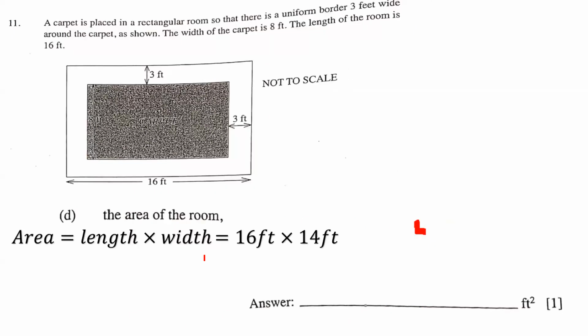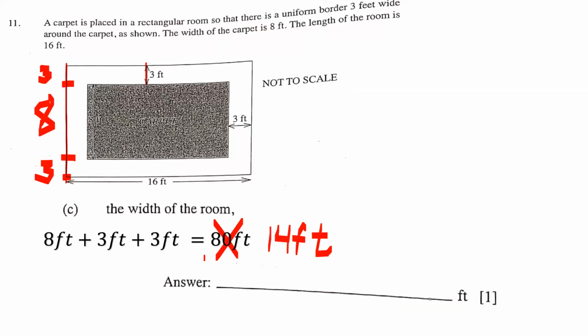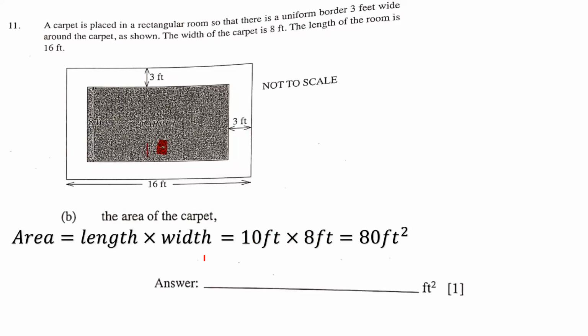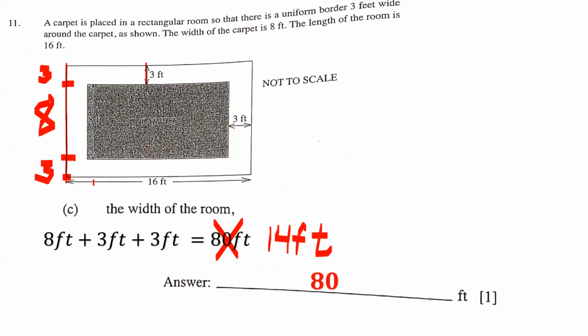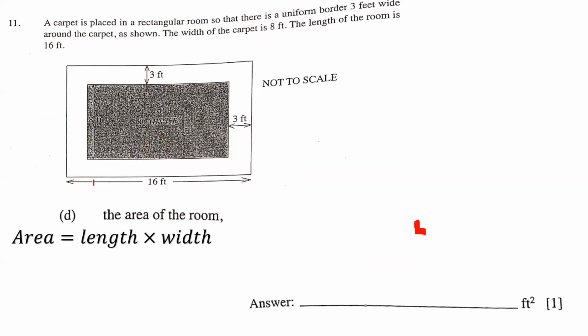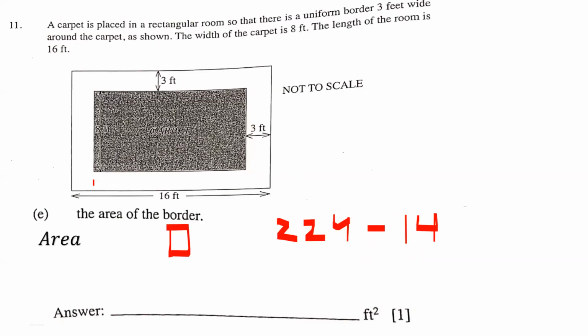Let's look back at the area of the carpet. The area of the carpet was 80 feet. So remember, the area of the carpet was 80 feet, and the area of the whole room was 224 feet. And so what that means is that in order to get the area, not the area of the room, the area of the border, we have to subtract.